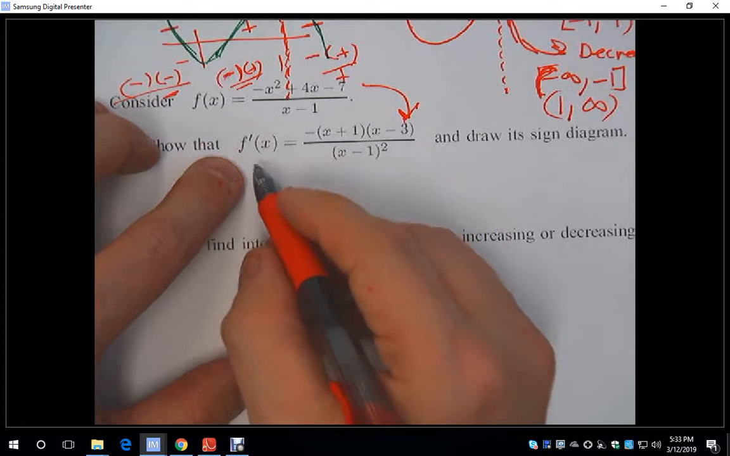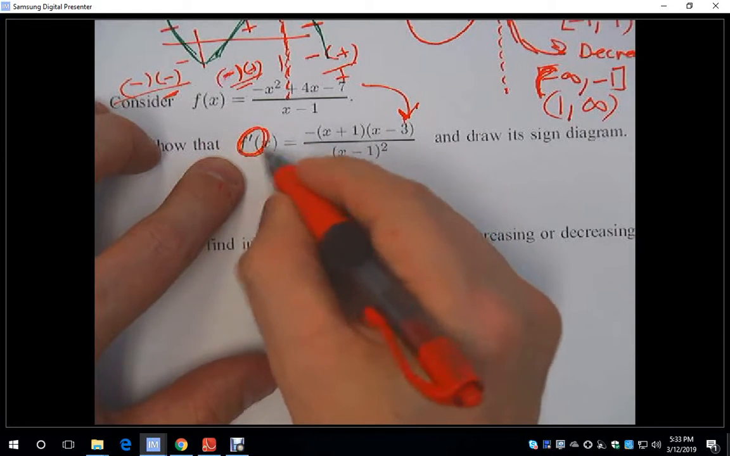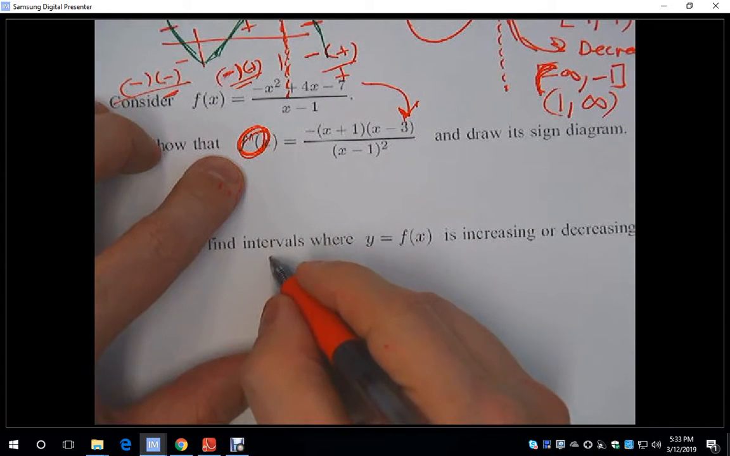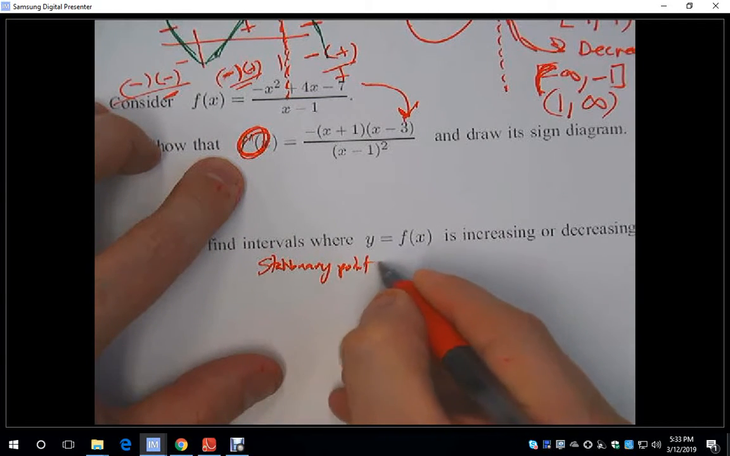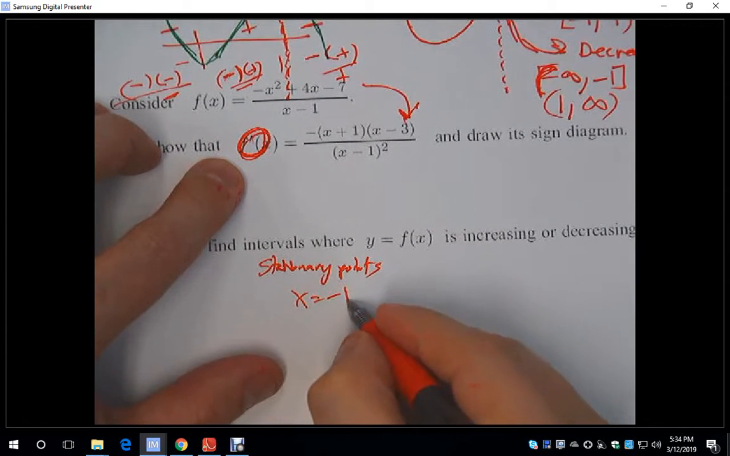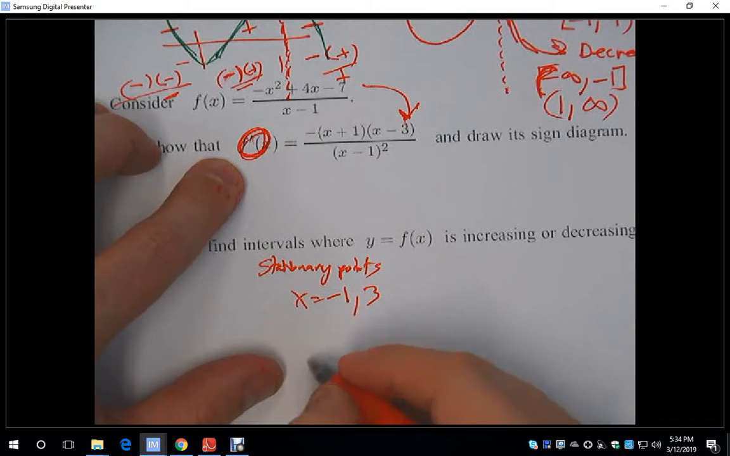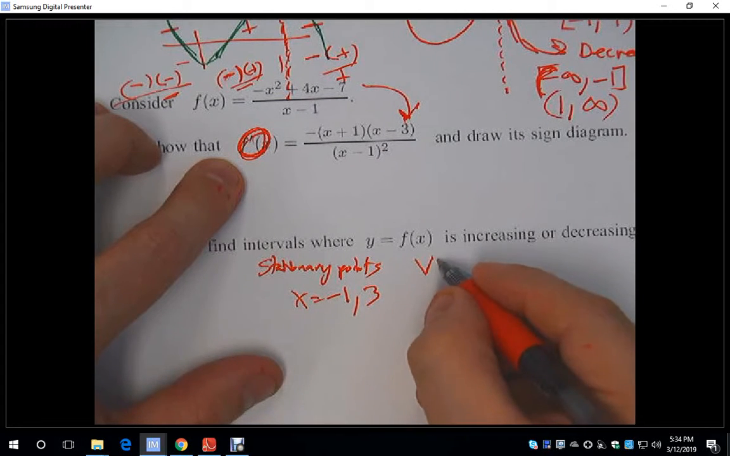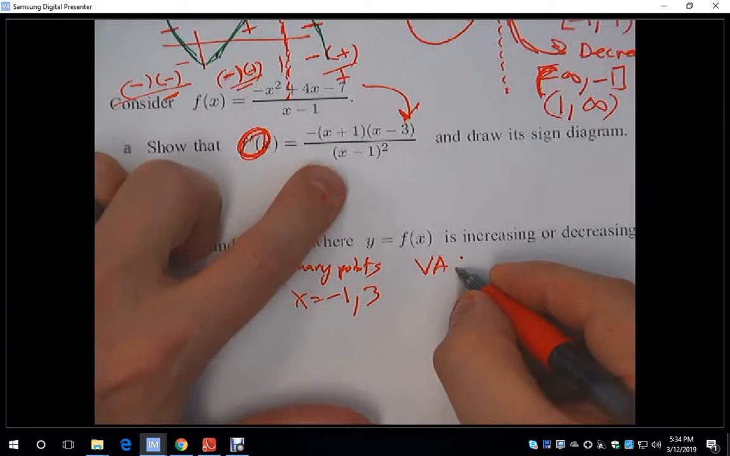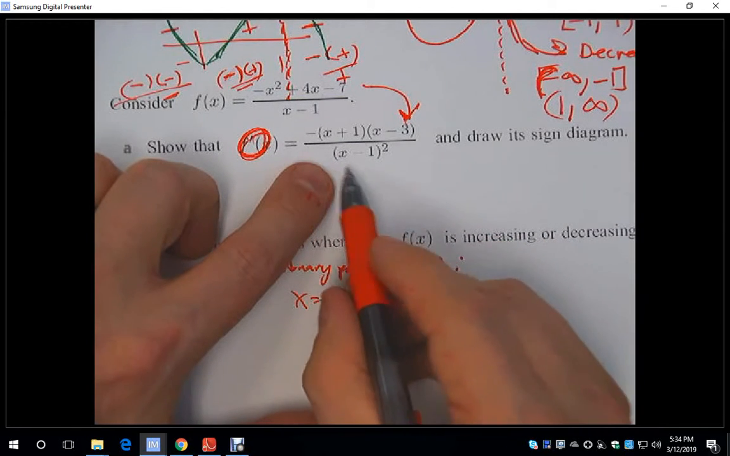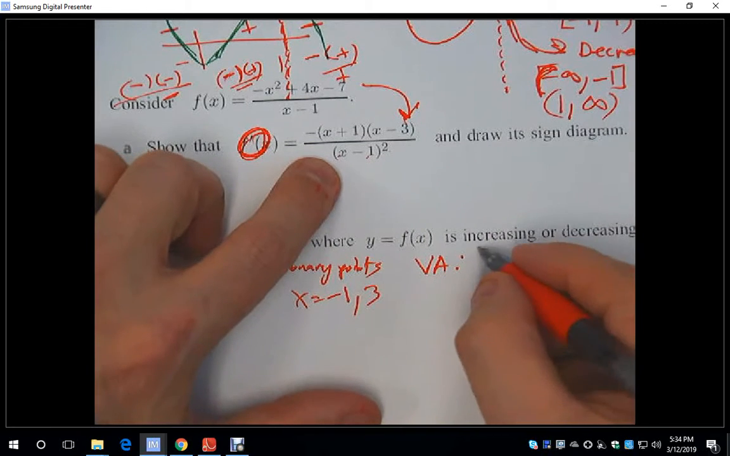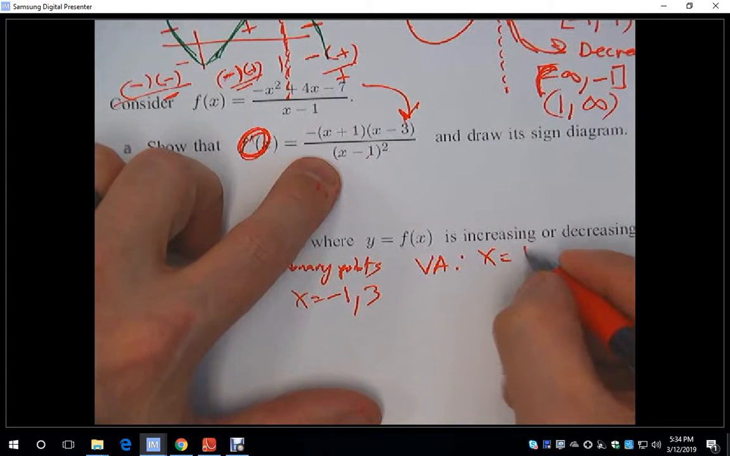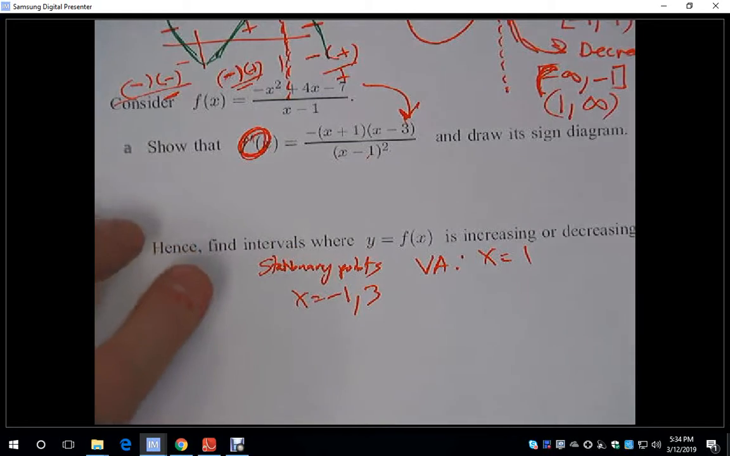I want to find my stationary points when my slope is 0. And so my stationary points are going to be at x equals -1 and 3. And then we should also keep track of our vertical asymptote, and that's going to be at 1. Let's check if that's 1. 1 minus 1 gives me 0, 0 squared is 0. So at x equals 1, that is a vertical asymptote.